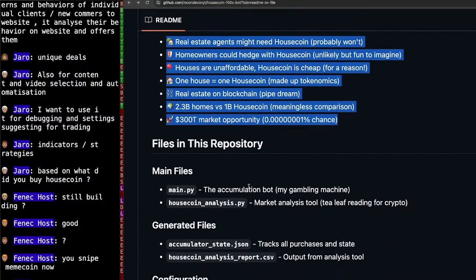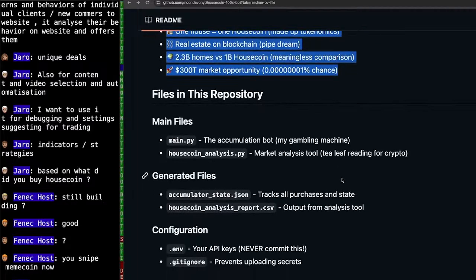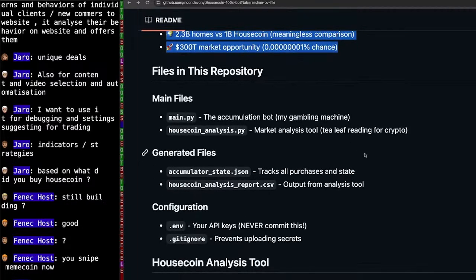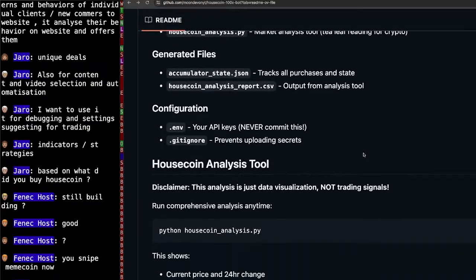Files in the repo: main.py, the accumulation bot, my gambling machine; Housecoin analysis, market analysis tool, tea leaf reading. That's actually kind of funny, bro. Accumulate.json files, okay. Housecoin analysis report, output analysis tool, okay. .env, never come perfect. Housecoin analysis tool, run that, okay.